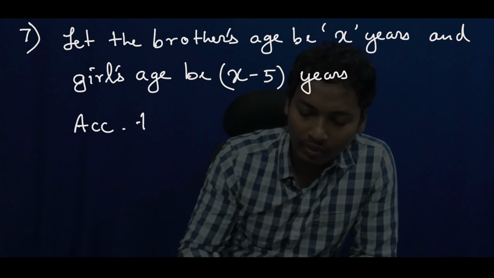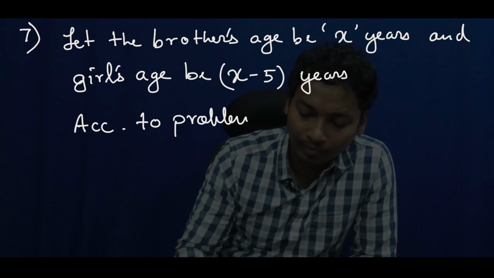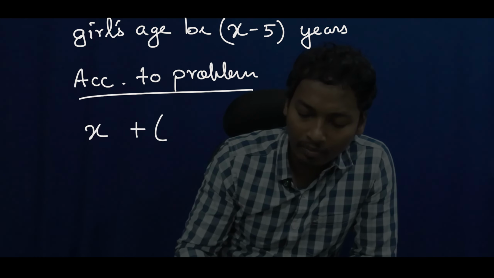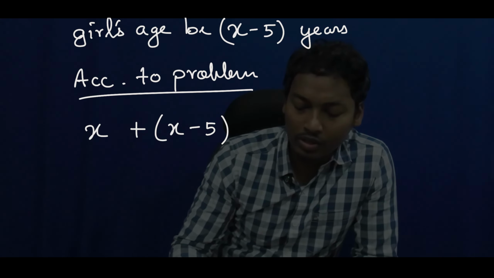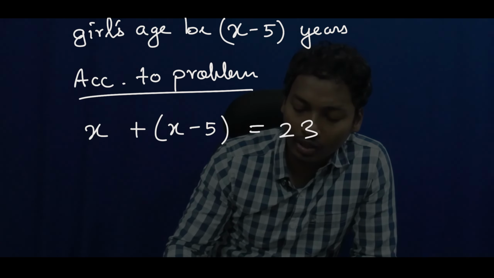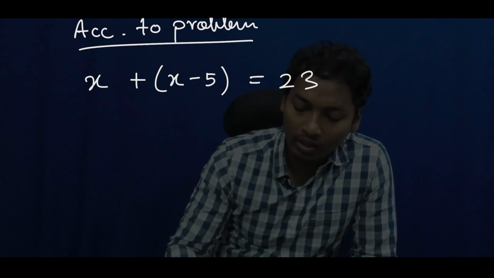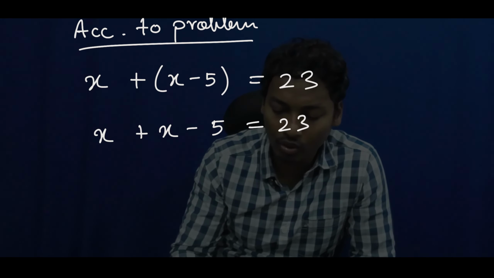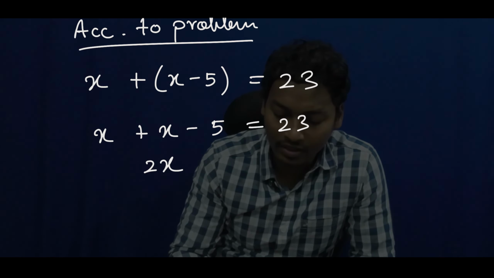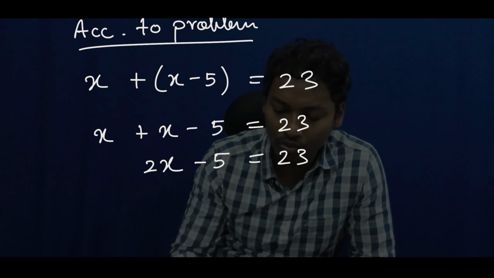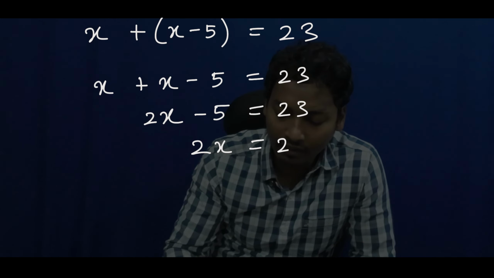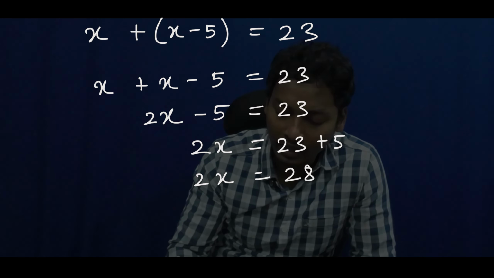So as per the question, we can write according to the problem, brother's age plus girl's age, or sister's age, will be equal to 23 years. So the only thing left for us is to solve the equation. So x plus x minus 5 is equal to 23. So x plus x is equal to 2x minus 5, which is equal to 23. So let's transpose negative 5 to the other side. So negative 5 will become positive 5. So 23 plus 5 gives you 28.